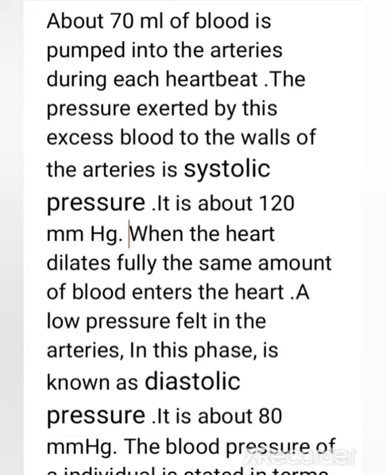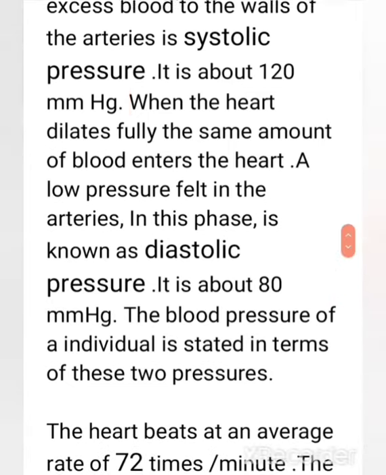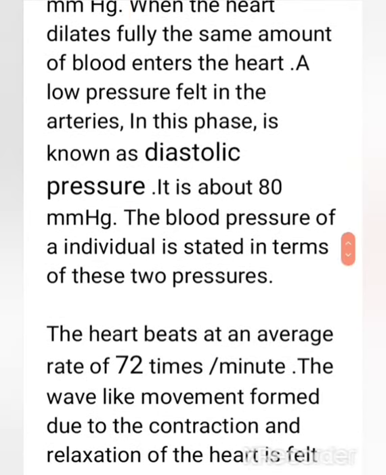The pressure exerted by this blood on the walls of the arteries is the systolic pressure. It is about 120 mmHg. When the heart dilates fully, the same amount of blood enters the heart. The low pressure felt in the arteries in this phase is known as diastolic pressure. It is about 80 mmHg.